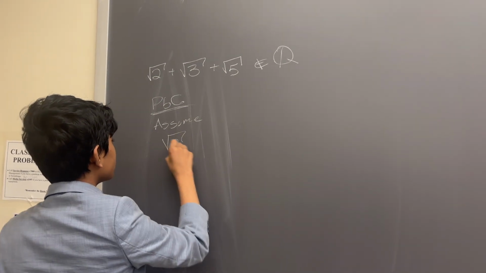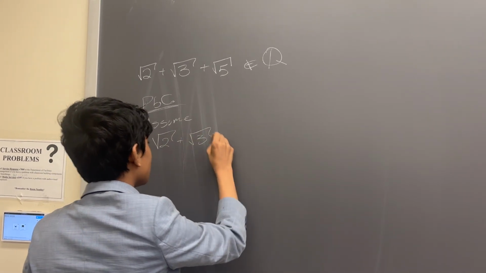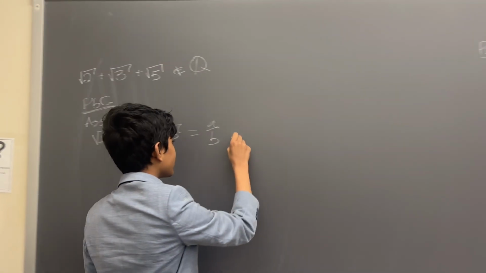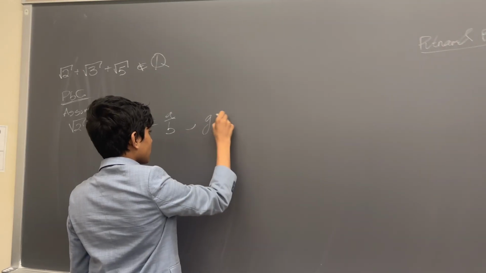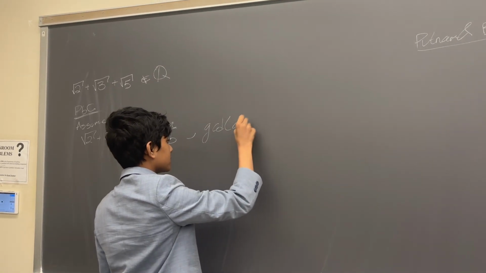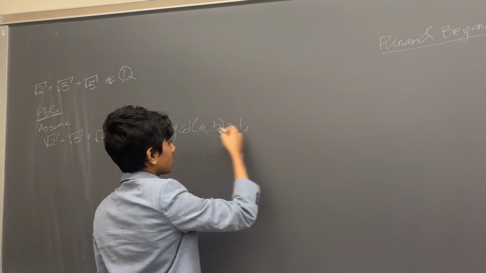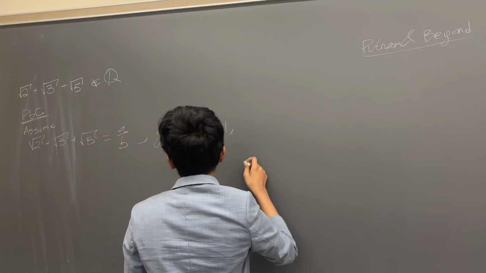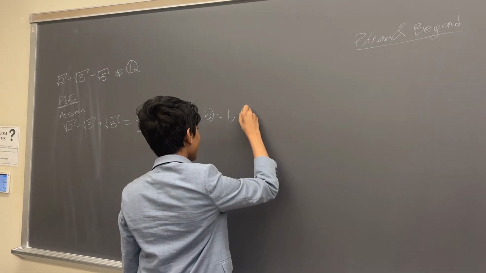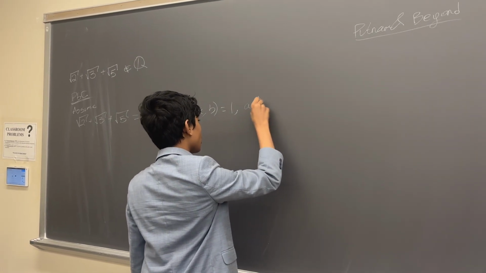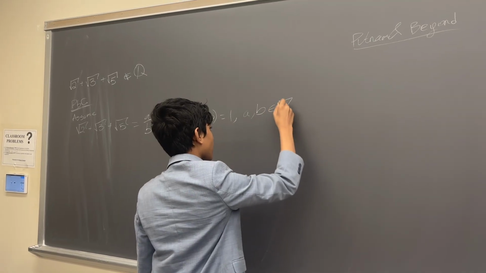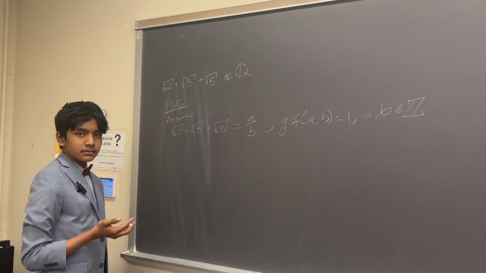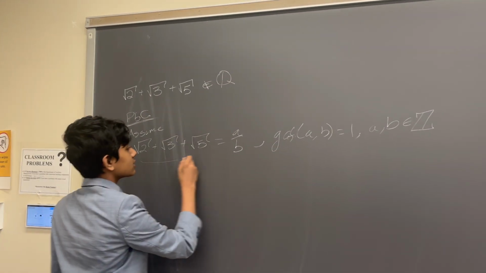the square root of 2 plus the square root of 3 plus the square root of 5 is equal to some number a divided by b, where their greatest common divisor is 1, and actually I think it's the greatest common factor, and a and b are integers. Okay, so how do we show this is false?